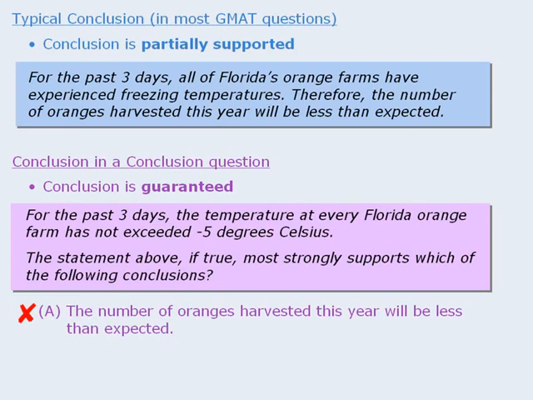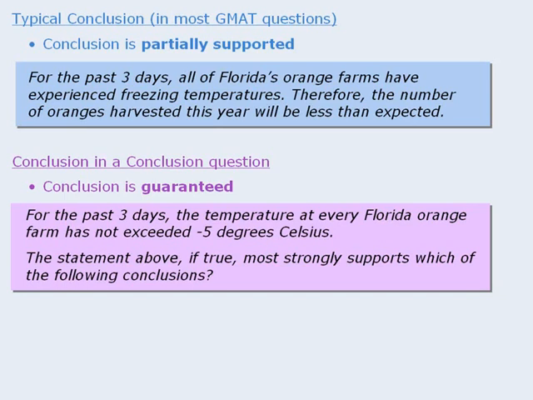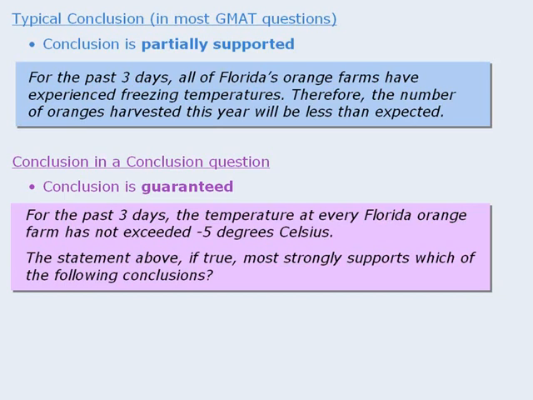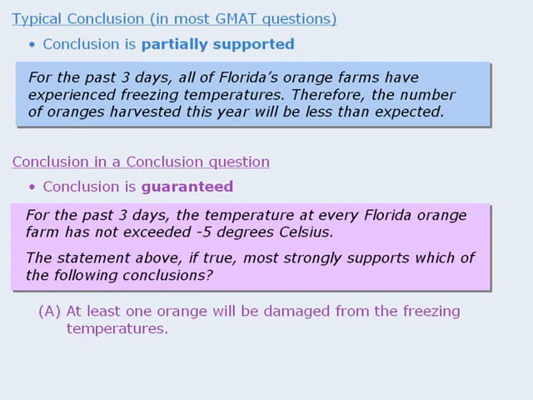Remember that when it comes to conclusion questions, the conclusion must be guaranteed by the premises. So what kind of conclusion is guaranteed here? Well, what about the orange harvest at some Florida orange farms will be less than expected? Can we conclude this with absolute certainty? No, we cannot make this conclusion with any certainty, so this cannot be the correct answer. Let's try one more. How about at least one orange will be damaged from the freezing temperatures? Can we conclude this with absolute certainty? No, we cannot even conclude this.